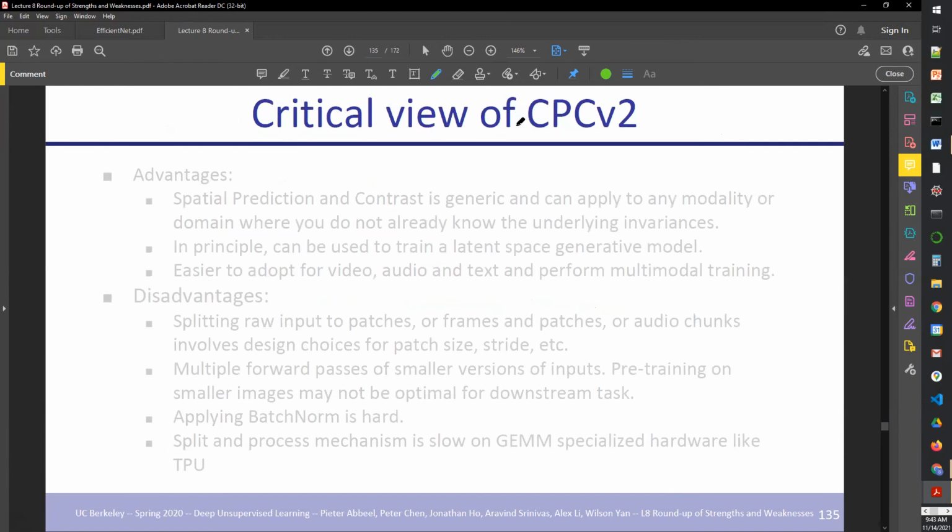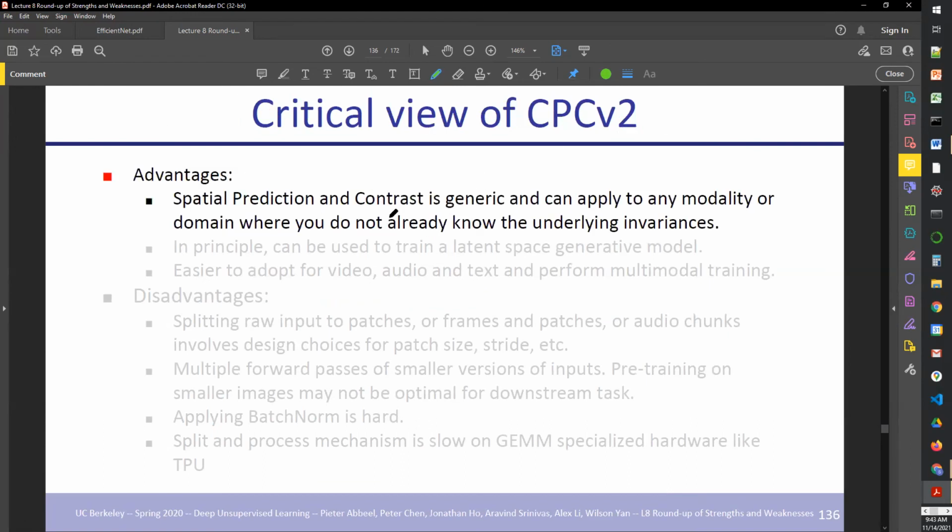One of the big advantages of CPC V2, as I mentioned earlier today as well, is that it allows you to set up a framework and then use that framework in audio prediction, in video, in images, and in text. So it applies to any modality, these 3 or 4 modalities and domains. And the beauty of it is you don't need to know the underlying variances in the domain.